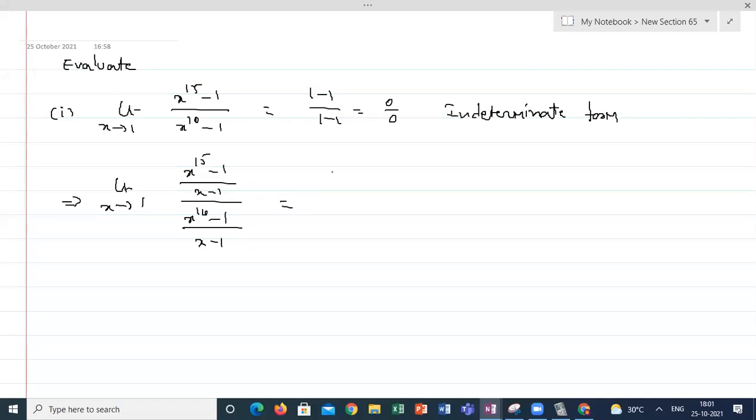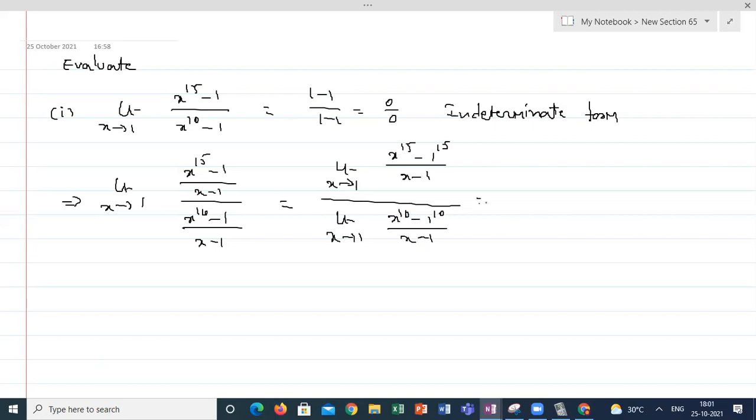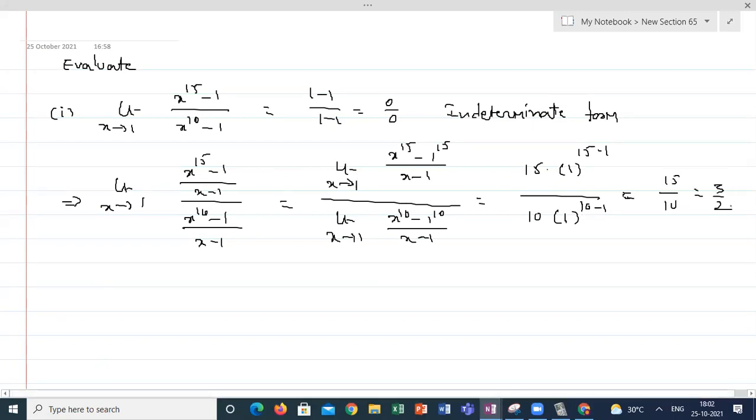Instead of finding the whole expression, I am applying the limit separately for the numerator, x power 15 minus 1 power 15 divided by x minus 1. And for the denominator also, I am applying the limit separately, x power 10 minus 1 power 10 divided by x minus 1. We know from the previous formula, the numerator value is n into a power n minus 1, divided by 10 into a power n minus 1. So the answer is 15 by 10. Finally we will get 3 by 2 as the answer.